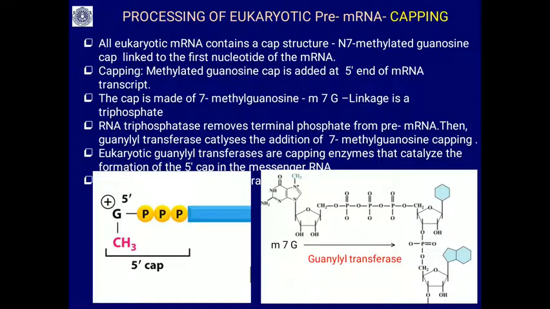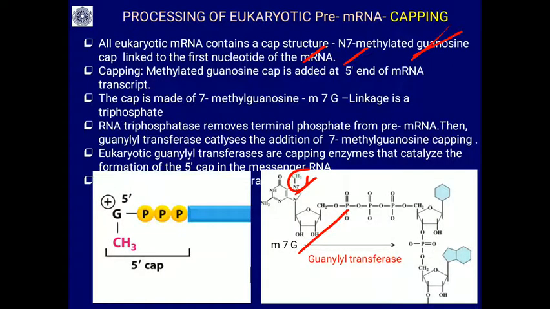So let us study capping one by one. All eukaryotic mRNA contains a cap structure. Without this cap, they cannot be translated, or the ribosome cannot recognize them. It is called the N7 methylated guanosine cap. You can see here this is GTP, guanosine triphosphate. It is methylated guanosine triphosphate: at the 7th position of the nitrogen, there is a methyl group. That's why it is called N7 methylated guanosine triphosphate cap.